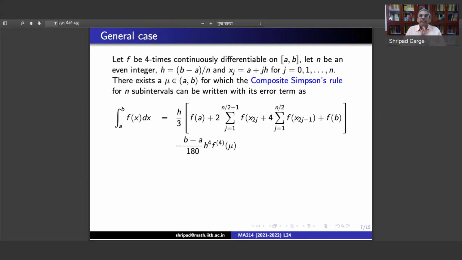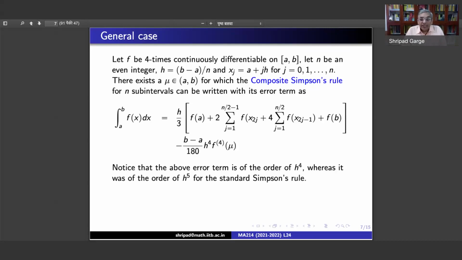This is the nice and simple formula for the composite Simpson's 1/3 rule applied to the interval AB. The function has to be 4 times differentiable. Now the error term, as I told you, when you apply the mean value theorem, instead of getting the xij's, we are going to get a single mu, but that reduces the power of h by 1. In the original one, it was h power 5 when you were using the standard Simpson's rule.